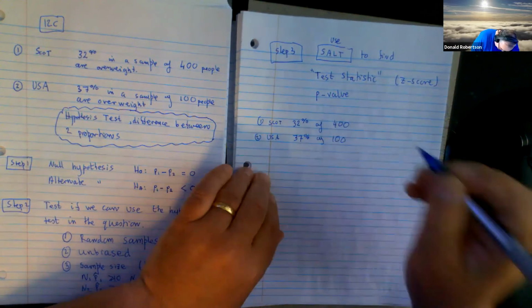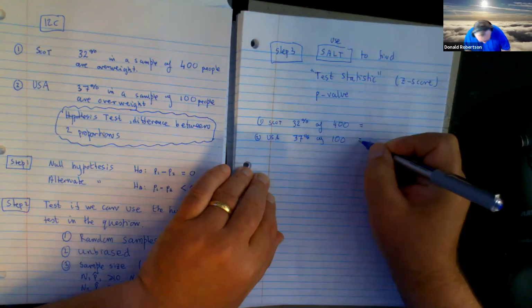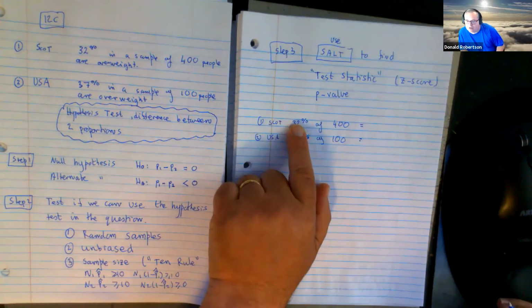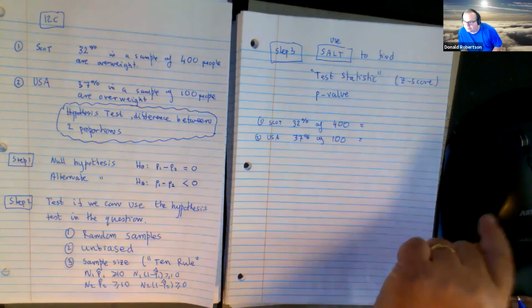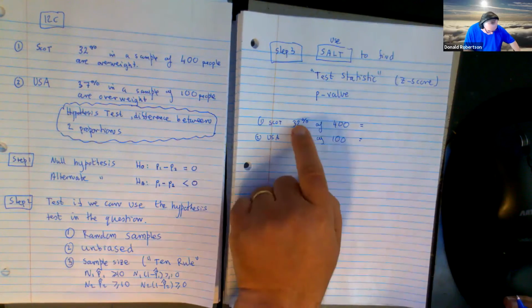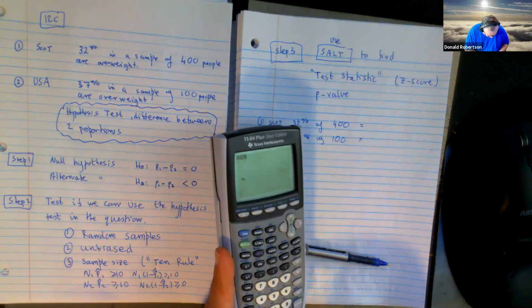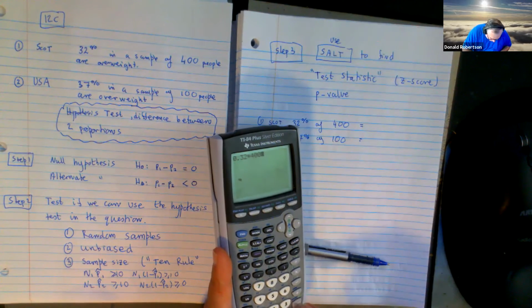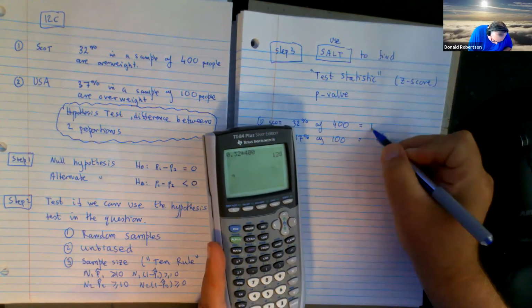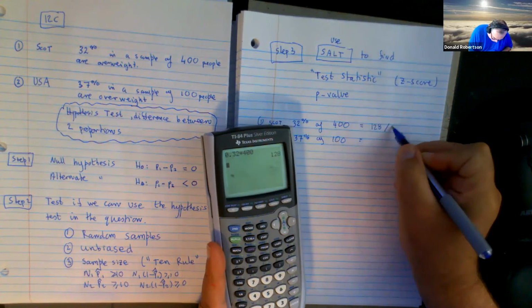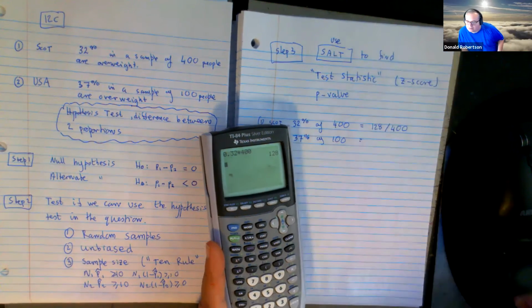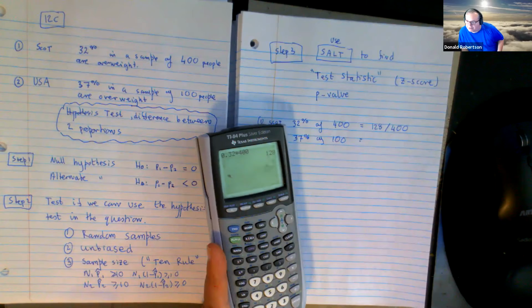But we need this information to be written as people out of 400. So 32% of 400, 0.32 times 400, ends up being 128 Scotsmen out of 400 were overweight. Are you happy about how the 32 became a number?